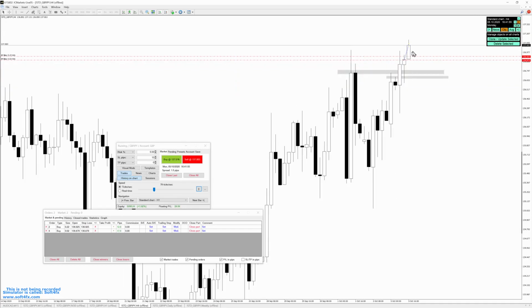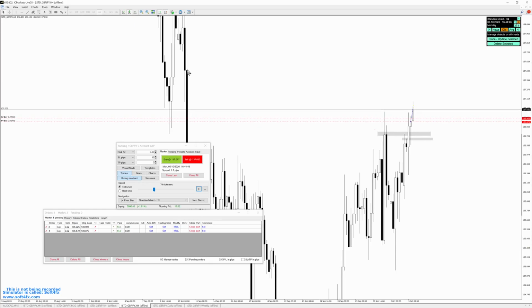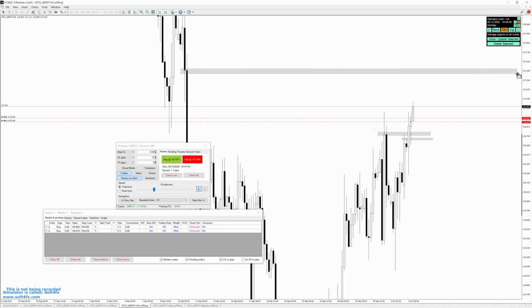Looking at the 4-hour time frame, we're moving up over here. Looking to the left-hand side, we have clean range here. So I think it's a very good opportunity for price to continue on till like 137.500.